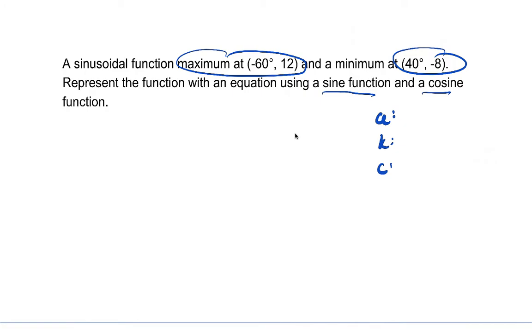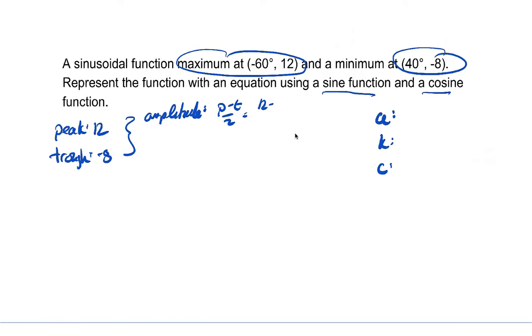Well, let's take the information that we have and we're given the peak. The peak value is 12. We're given the trough, in other words, the minimum value. The minimum value is negative 8. So from there, we could always get two pieces of information. One is the amplitude. The equation for the amplitude again is peak minus trough over 2. In this case, the peak is 12 minus negative 8 over 2, which is 20 over 2, which is 10. So from there, we could get that A is actually 10.